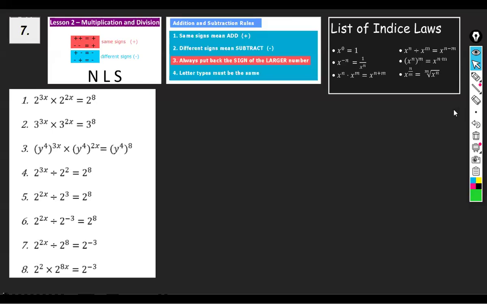Let's see, number 7. 2 to the power 2x divided by 2 to the power 8 is equal to 2 to the power minus 3, right? All of these questions look very, very similar. And then after this, I have more.